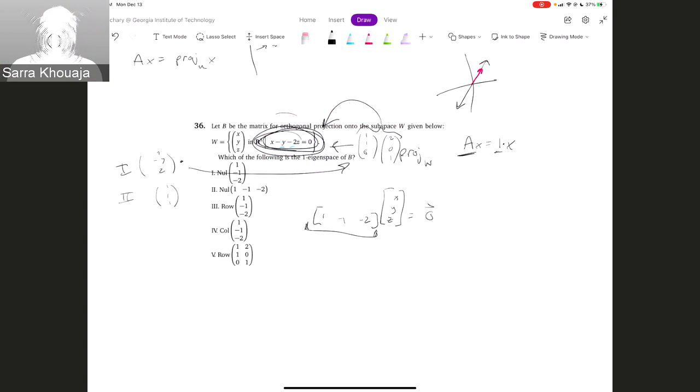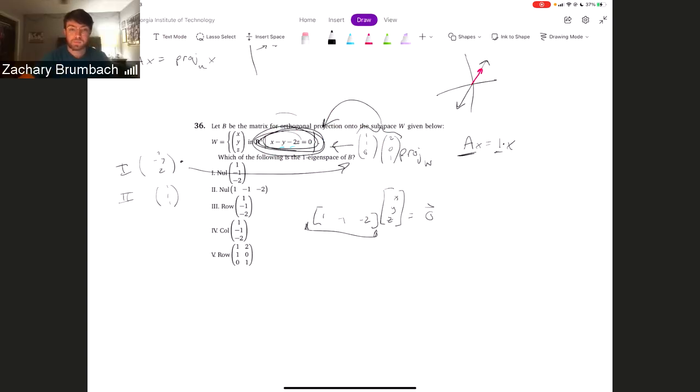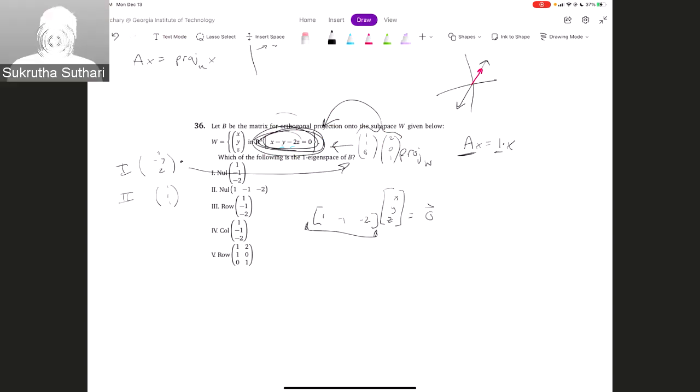Cool. Just in general with orthogonal projections, when you're looking at the one eigenspace, the answers would include the null space, and if you're looking at 0, it would just include the vector.